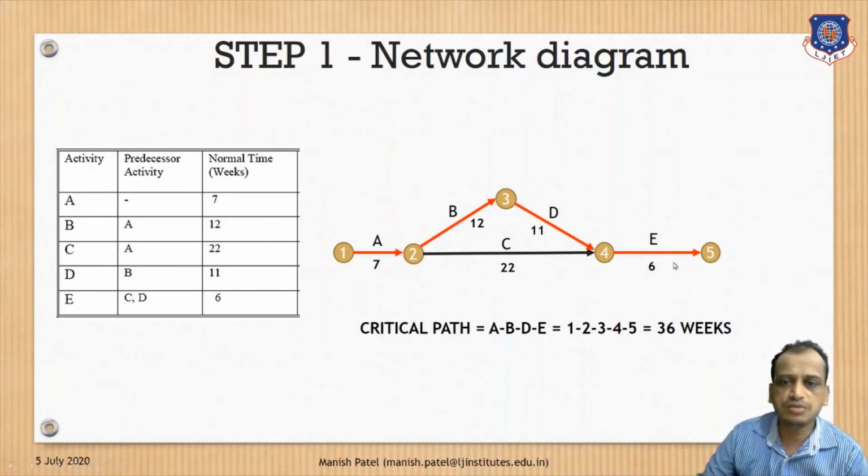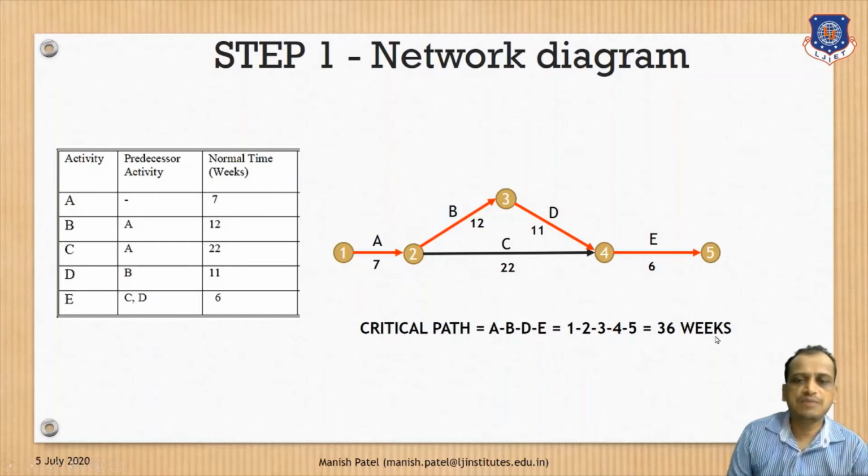What about the bottom path? 7 plus 22, 29. 29 plus 6, 35. Which is the maximum one? 36. So this path in the red line is the critical path: 1, 2, 3, 4, 5. Clear? That is the critical path of 36 weeks. It means the normal time of project completion is 36 weeks.